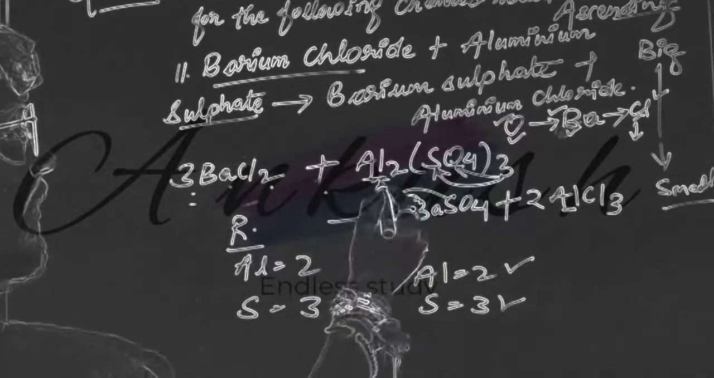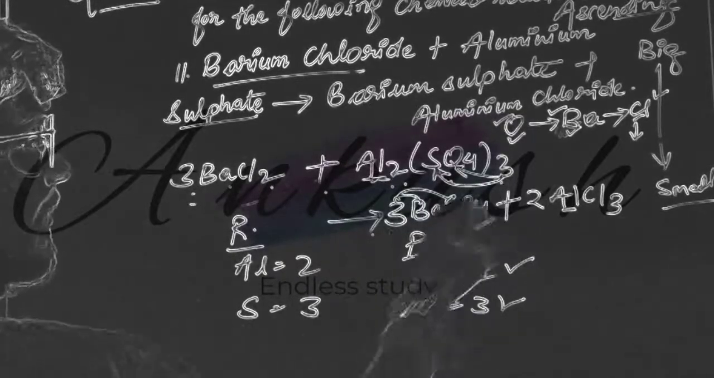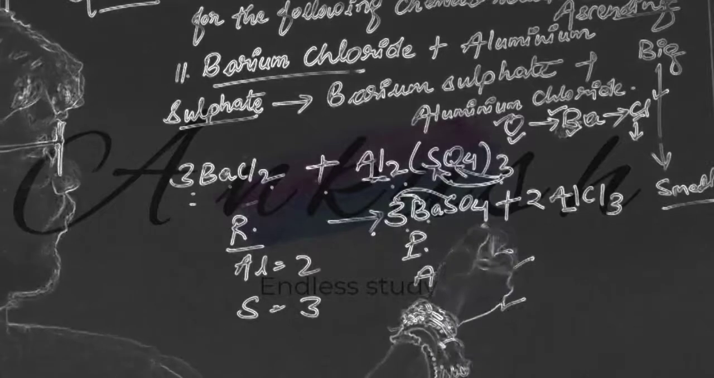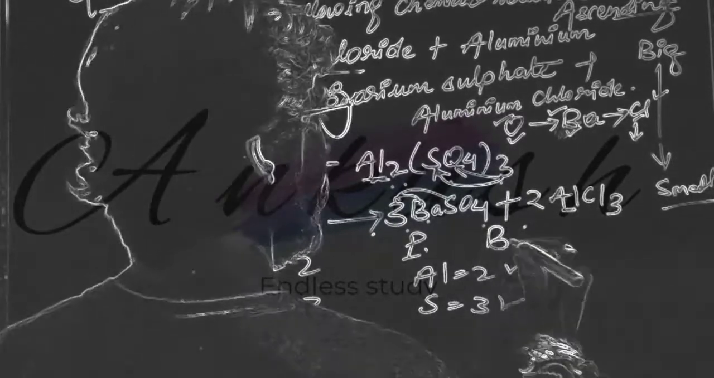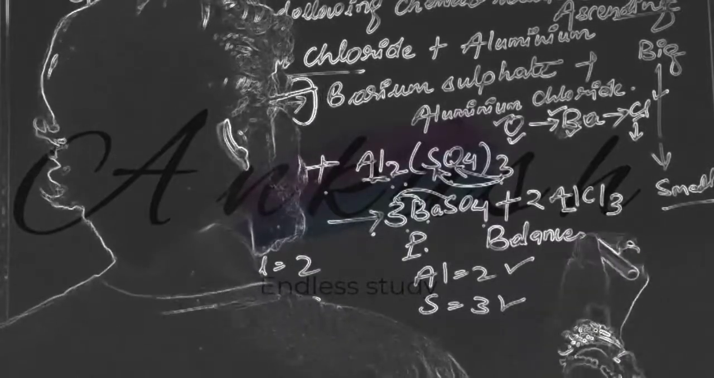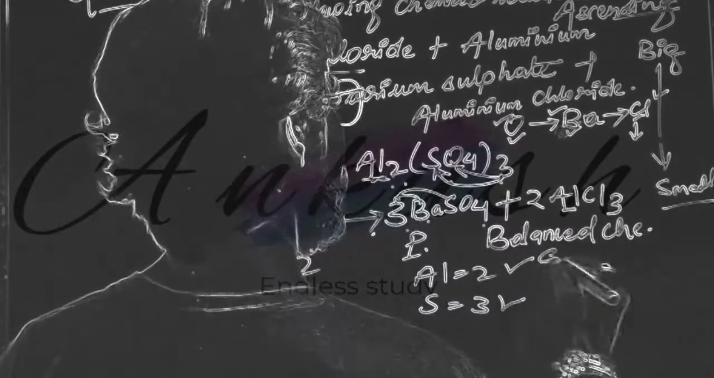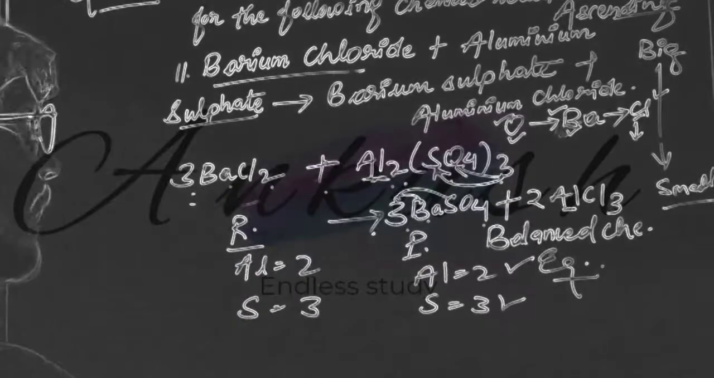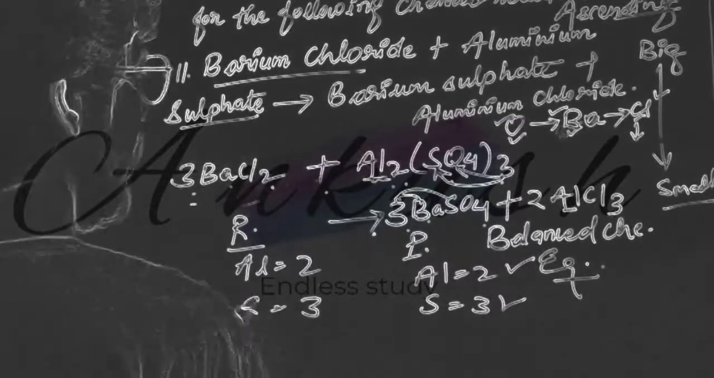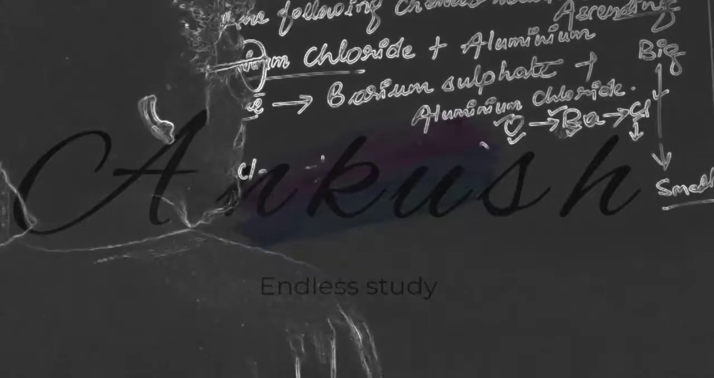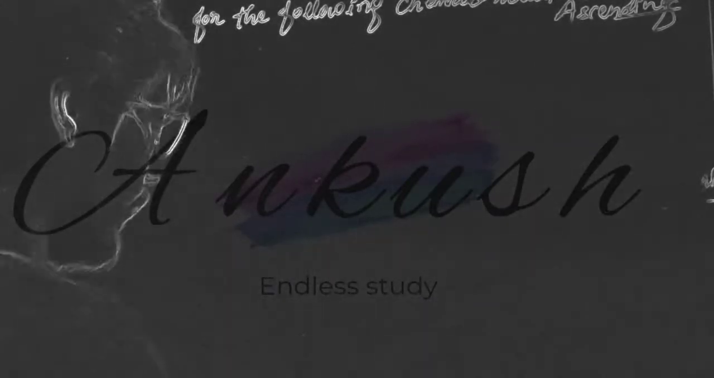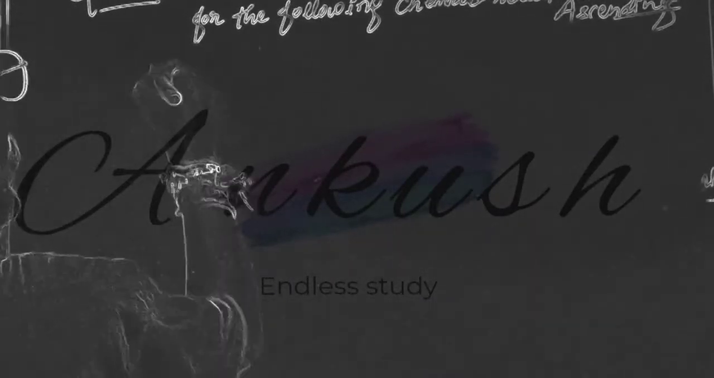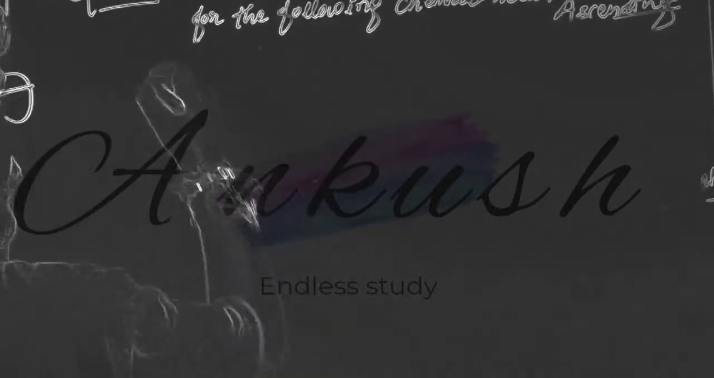3BaCl2 plus Al2(SO4)3 gives 3BaSO4 plus 2AlCl3. It is a balanced chemical equation. Now we will go for the next reaction, the third one. One thing you have to keep in your mind is that you have to follow the ascending order rule. Means first you have to start from the maximum number of atoms the element is having, and then you will go one by one next down to that.